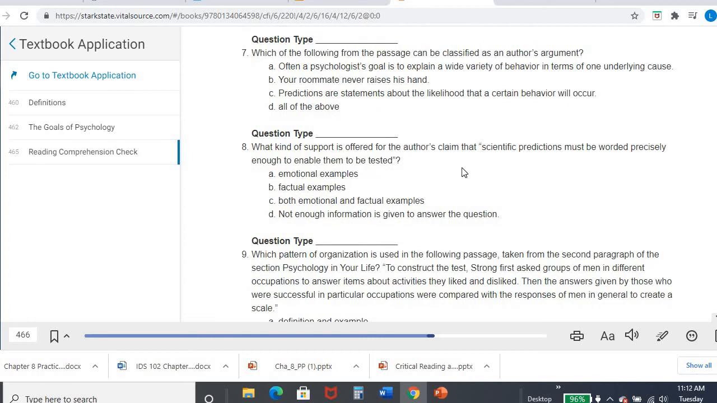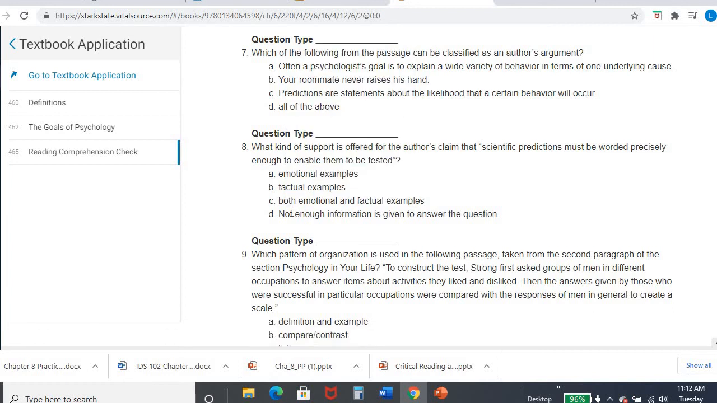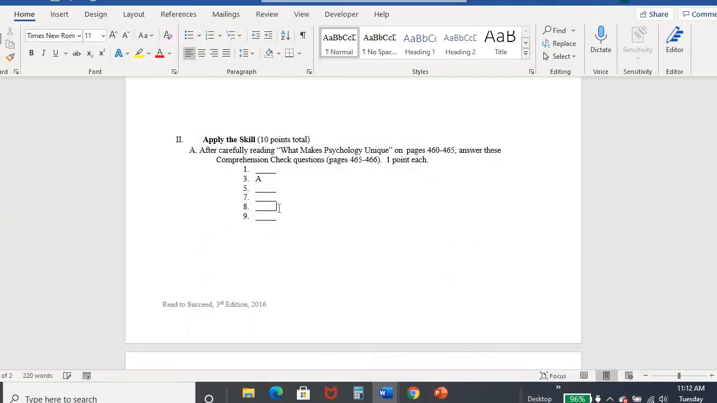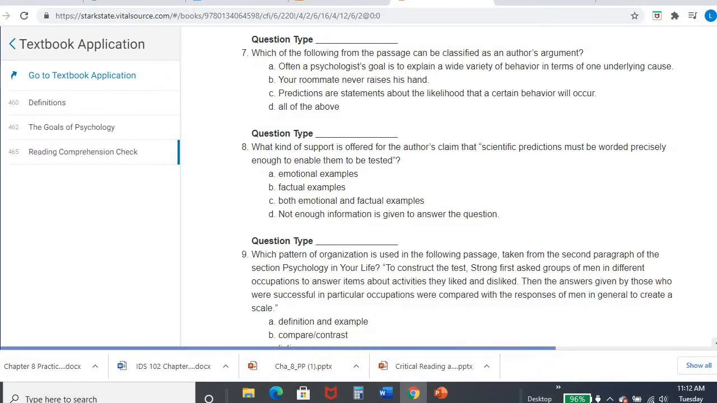I'm doing number 8 with you. What kind of support is offered for the author's claim that scientific predictions must be worded precisely enough to enable them to be tested? So what do we think? What are they saying that we need? What is the author calling for? Well, hopefully you can see that they're calling for facts. They don't want emotions. They want information that's going to be precise and we can test. So number 8, B.